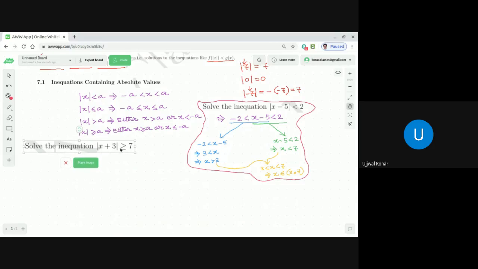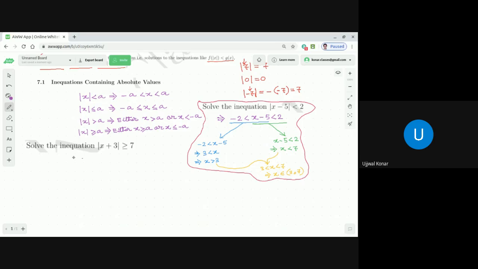So here the question is: solve the inequation mod of x plus 3 is greater than or equal to 7. If you look into this question, dear students, you will find that mod of x greater than or equal to 7 is actually coming into this definition, mod of x greater than a. From here, what can we say?